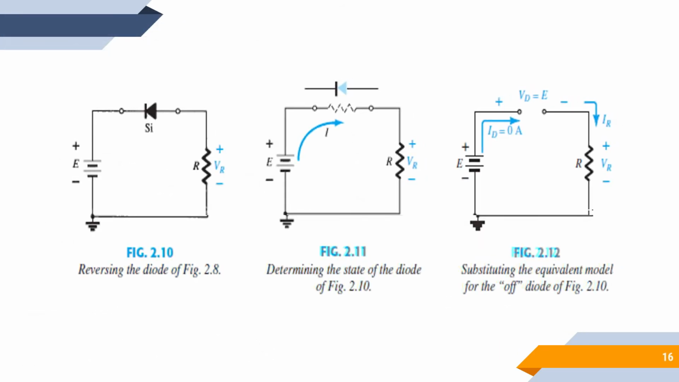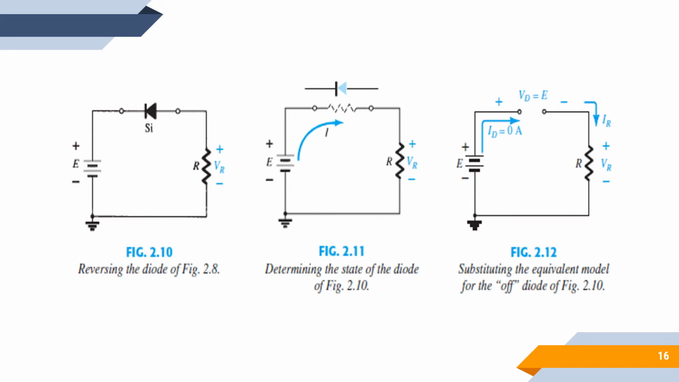In figure 2.10, the diode of figure 2.7 has been reversed. Mentally replacing the diode with a resistive element as shown in figure 2.11 will reveal that the resulting current direction does not match the arrow in the diode symbol. The diode ay nasa off state, resulting sa equivalent circuit of figure 2.12. Dahil sa open circuit, yung diode ay magkakaroon ng 0 ampere and yung voltage across resistor ay 0 volts. Why? Because VR is equals to IR times R or is equals to ID times R, which ID is equals to 0 ampere, therefore voltage of the resistor is 0 volts.